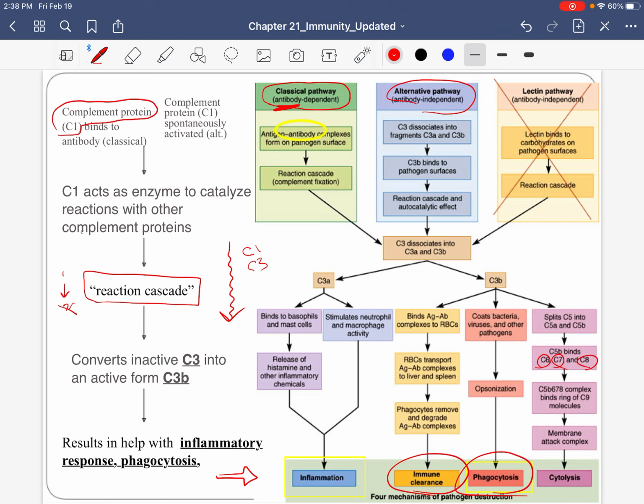And actually, the next thing we're going to talk about, the fourth way that we can have our second line of defense, is through the inflammatory process. Well, guess what? The complement proteins can help do that also.